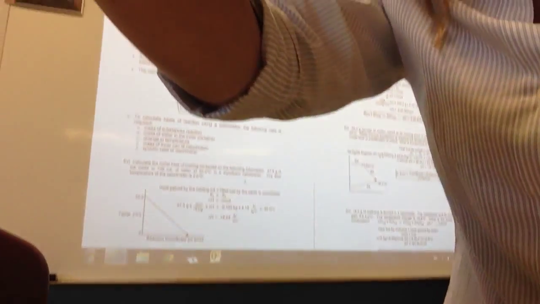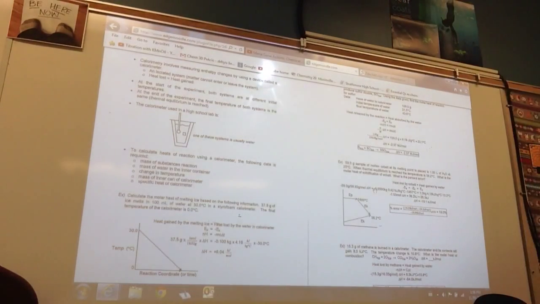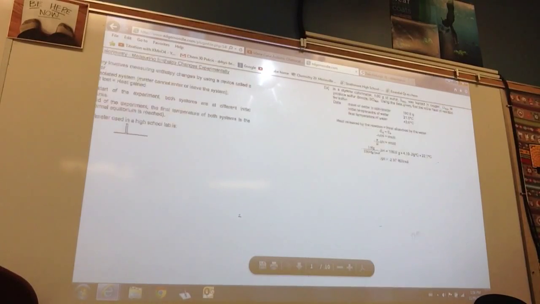Okay, so let's look at example 1 then. Maybe if I can get this to stabilize. Okay, so over here, we'll look at example 1. Let me just zoom this up slightly.